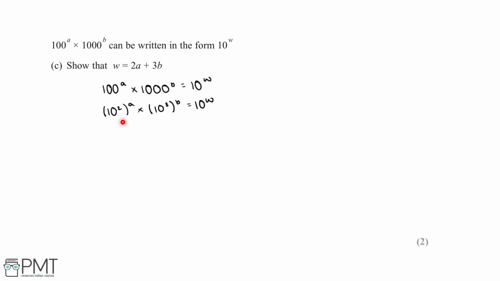So now 10 squared to the power of a, because the 10 squared is in the brackets, we'll multiply the powers together. So this will give us 10 to the power of 2a, and then 10 cubed to the power of b will give us 10 to the power of 3b, and this is all equal to 10 to the power of w. Now what we can do is multiply these two numbers together, and 10 to the power of 2a multiplied by 10 to the power of 3b will give us 10 to the power of 2a plus 3b.